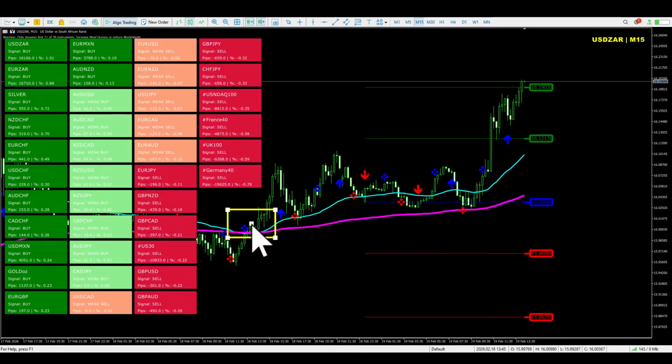So the 200 EMA tells us that if the price is above it, we're in a bullish market. If the price is beneath the 200 EMA, it just means the price is bearish. Don't worry, guys, you're going to see what I mean in just a bit.